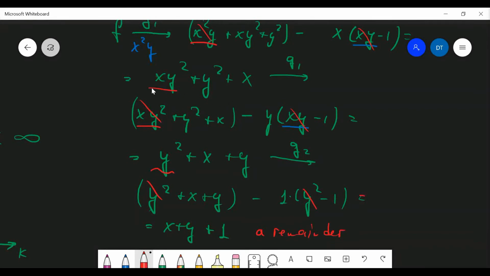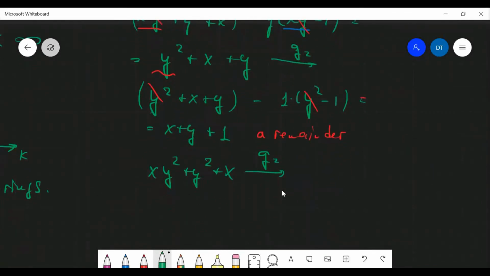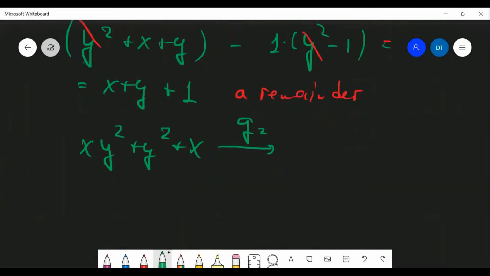Let's consider the second step and try to reduce it with respect to G2. And here we have two options. We may reduce the first monomial, or we may reduce the second one. Let's try to reduce the first monomial.